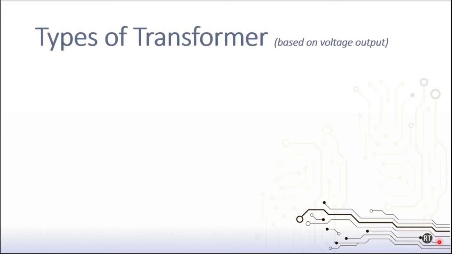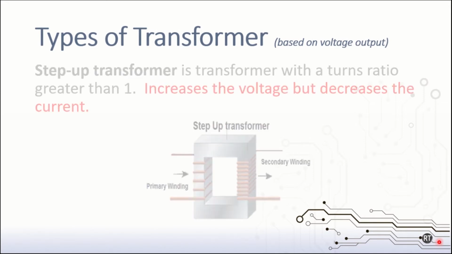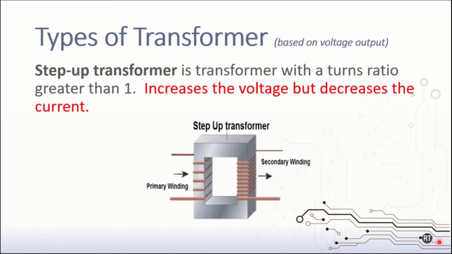Therefore, we can categorize transformers according to their voltage output. The first one is the step-up transformer, which is a transformer that increases the voltage. It has a turns ratio greater than 1, which means that there are more turns on the secondary coil than on the primary coil, increasing the voltage but decreasing the current.